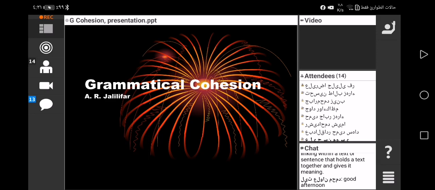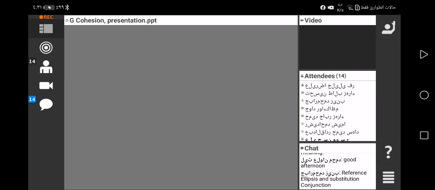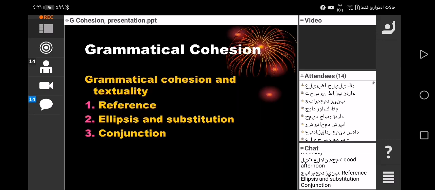Grammatical cohesion or grammatical links can be classified under three headings. That is, this go-togetherness of lexical expressions that we're talking about can be seen from three different perspectives: reference, ellipsis and substitution, and conjunction.